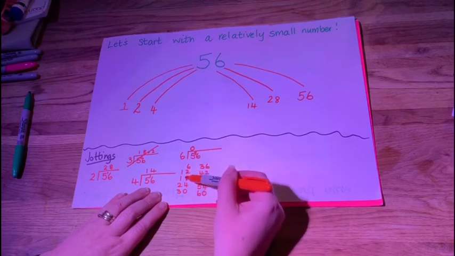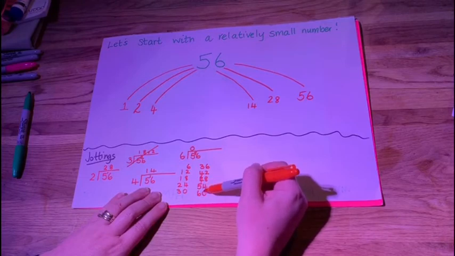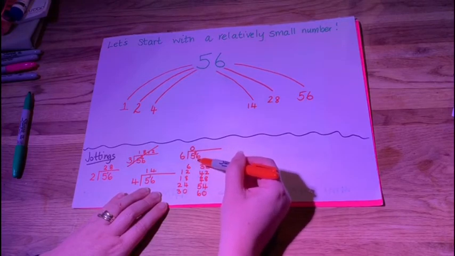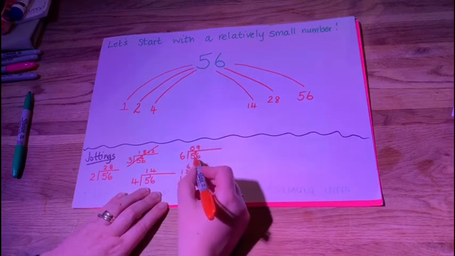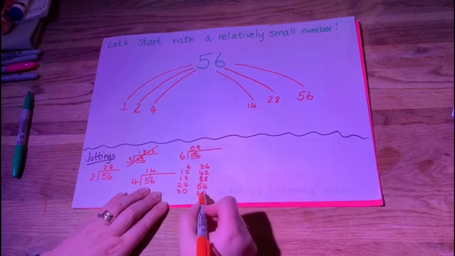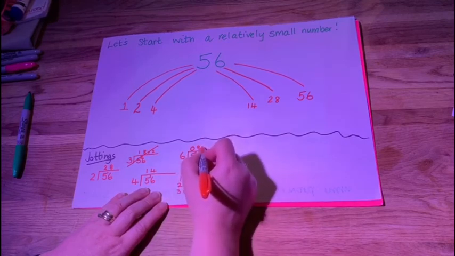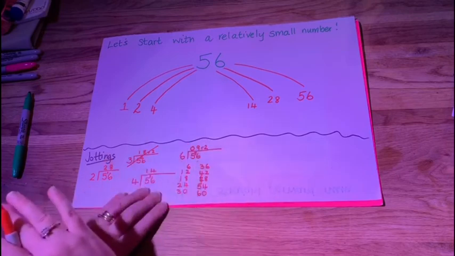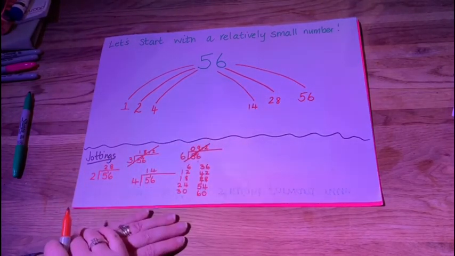So if we count, we want to go to the nearest number to 56, but not going over it. So 1, 2, 3, 4, 5, 6, 7, 8, 9. I can't go any further because I only need 56. So 6 goes into 56, 9 times, and there'll be 2 left over because 54 counting up to 56 is remainder 2. So again, 6 is not a factor of 56. So I don't need to use that one either.